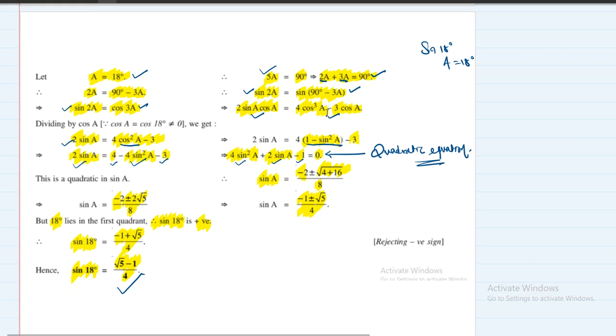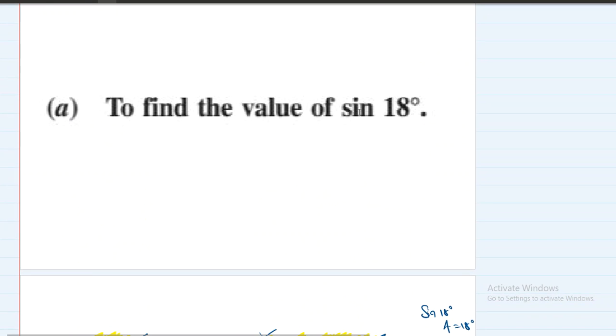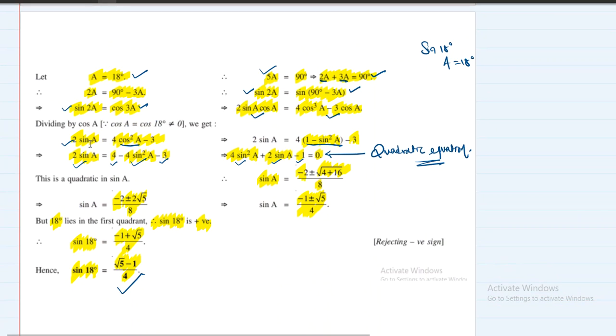We put the values here. Now we divide both the sides of the equation by cos A, because we want to find the value of sine 18. So we don't need cos. So it will become 2 sine A, since cos A is divided, is equal to 4 cos square A minus 3. So 2 sine A is equal to, in the place of cos square A, we have 1 minus sine square A. So 2 sine A is equal to 4 bracket 1 minus sine square A minus 3. So 2 sine A is equal to 4 minus 4 sine square A minus 3.